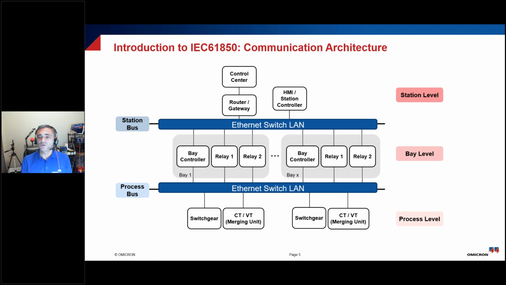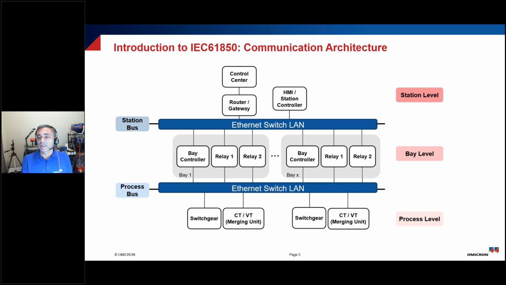This communication also extends back over to the main control centers. The communication link between the bay level and what we call the substation level, with the substation HMI, is through an Ethernet LAN technology. And so we call this link, this communication bus, the station bus.